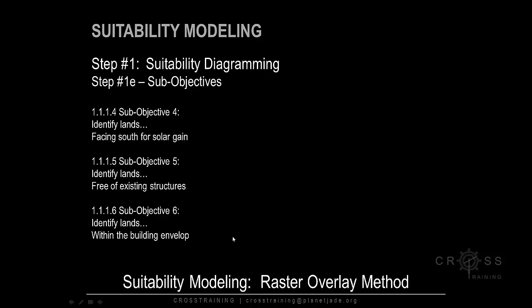Subobjective 6, identify lands within the building envelope. Subobjective 7, identify lands proximal to utilities and infrastructure. Subobjective 8, identify lands not on ridges. And subobjective 9, identify lands with optimal slope.